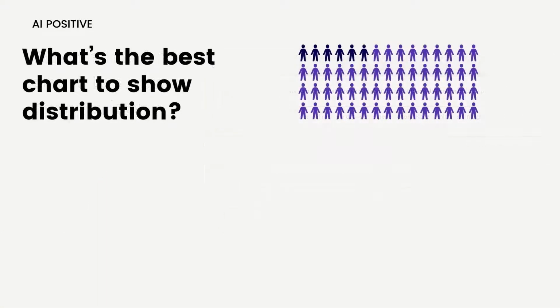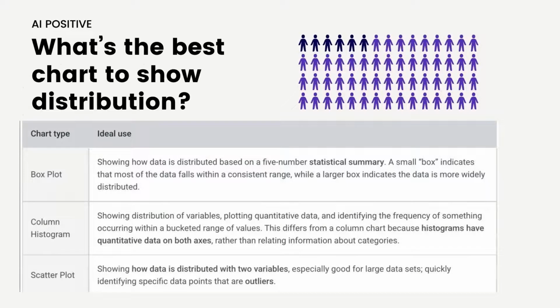What's the best chart to show distribution? Distribution questions seek to understand how individual data points are distributed within the broader data set. Box plots show distribution based on a statistical summary, while column histograms are great for finding the frequency of an occurrence. Scatter plots are best for showing distribution in large data sets.